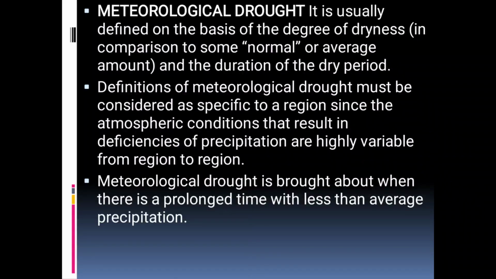Next one, meteorological drought. It is usually defined on the basis of the degree of dryness in comparison to some normal or average amount and the duration of the dry period. The definition of meteorological drought must be considered specific to a region, since the atmospheric conditions that result in a deficiency of precipitation are highly variable from region to region. Meteorological drought is brought about when there is a prolonged time with less than average precipitation.